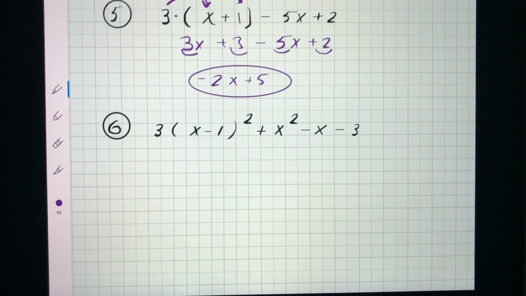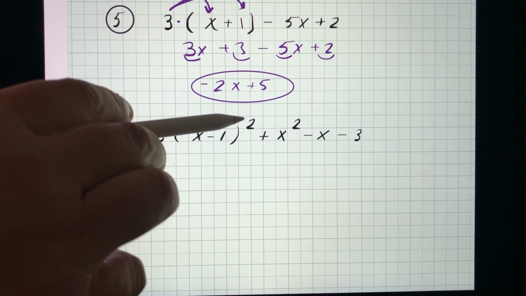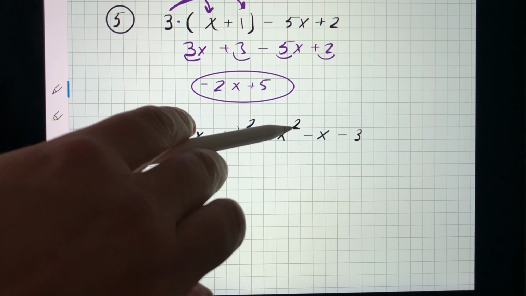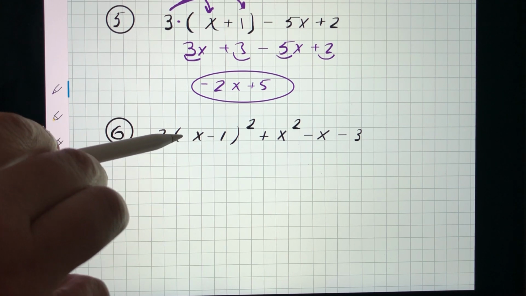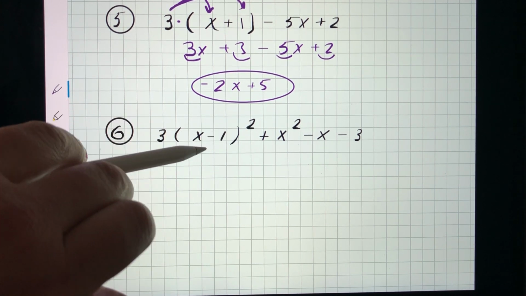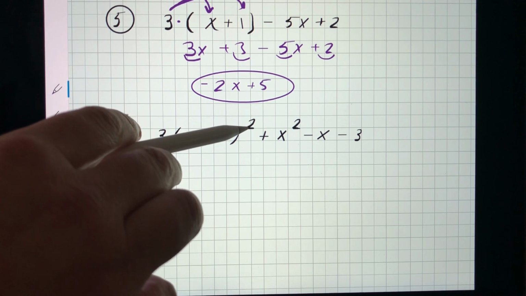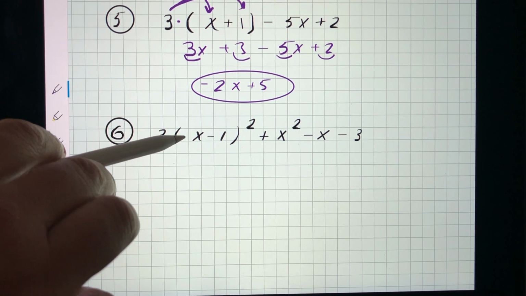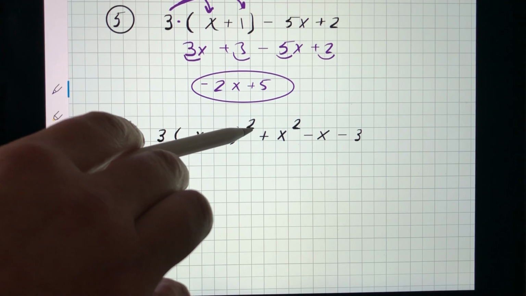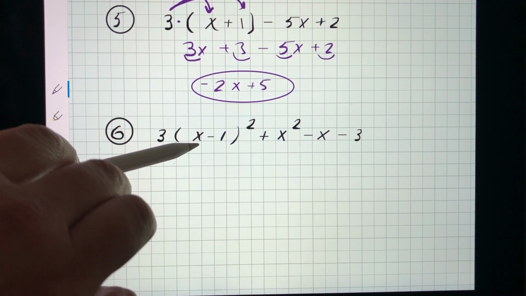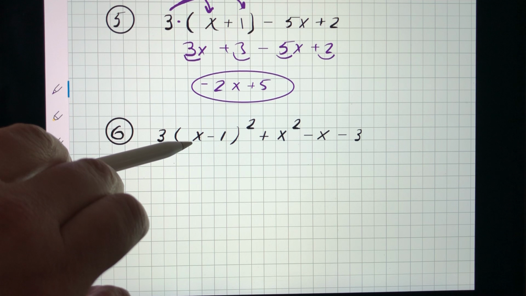Next, we have an example with exponents. Now this x squared is already squared, there is nothing to do. But this x minus 1 squared, that means that we have x minus 1 twice. And there is a formula for how to square this. This is called a perfect square. So there is a formula for how to work with perfect squares. We can also just do multiplication.